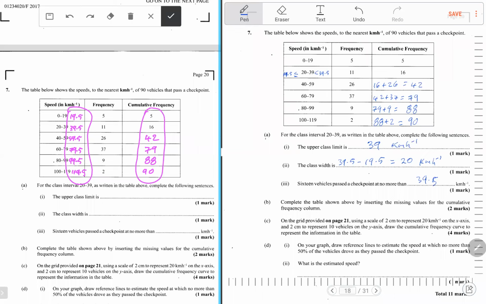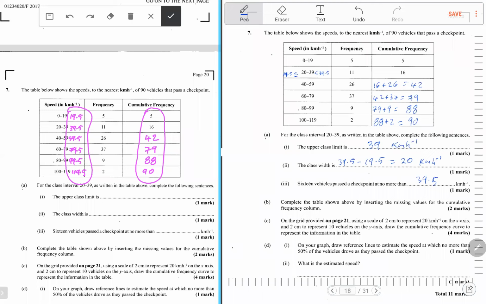Remember, a cumulative frequency curve is supposed to show you how many vehicles were going at less than any speed. And that is the data represented there. So 5 vehicles were going less than 19.5, sorry, and then a total of 16 vehicles were going at less than 39.5. And a total of 42 vehicles going less than 59.5, and so on and so forth. The graph is going to represent that. So those are the points that you have to plot on the graph.